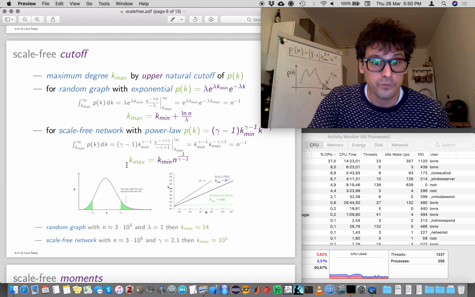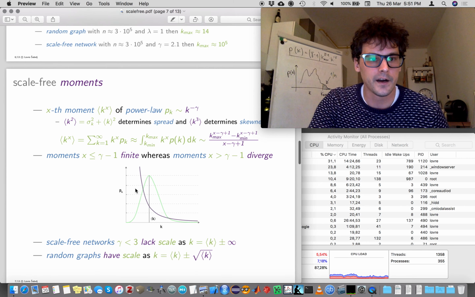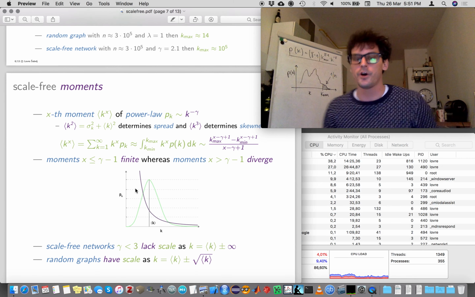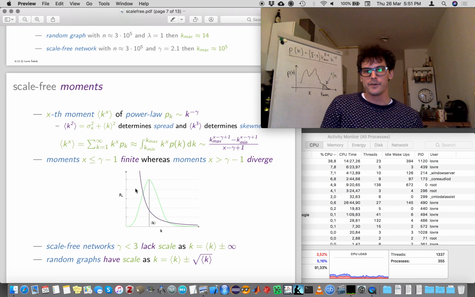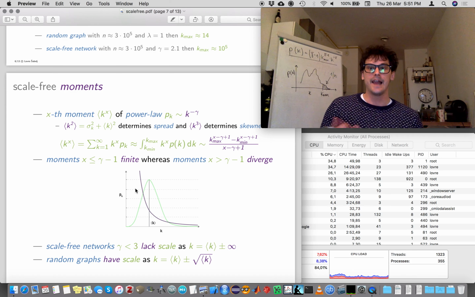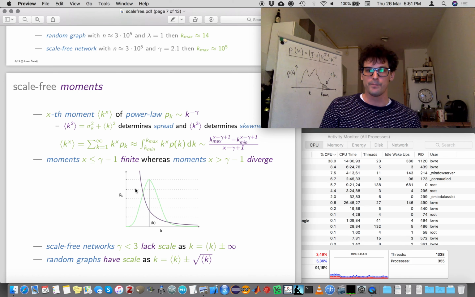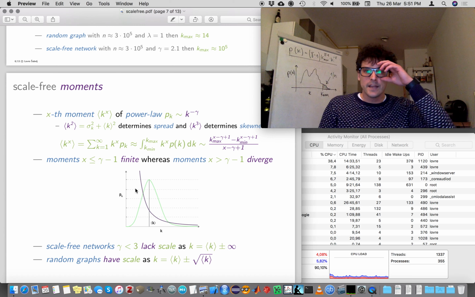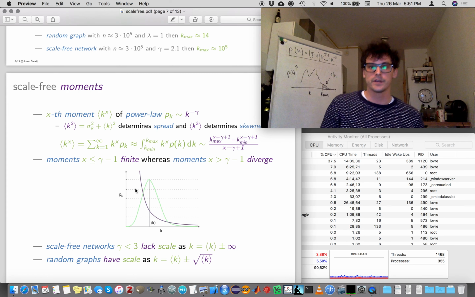Okay, to move on. The main point of this slide here is to explain why we call power law a scale-free distribution. It has to do with the fact that it lacks scale. There is no characteristic scale in the case of a power law, in contrast to, for instance, a random graph with Poisson distribution. And for that, we will use the moments of degree distributions.